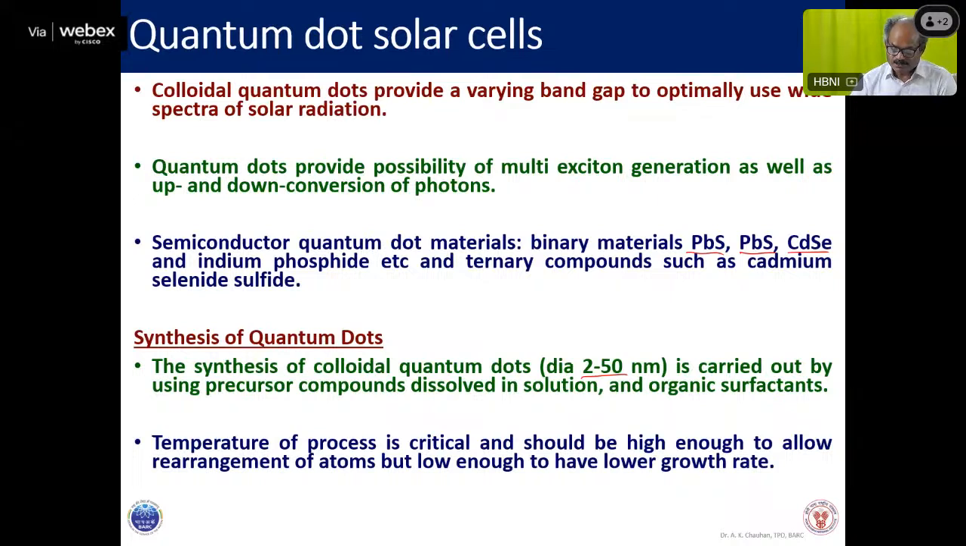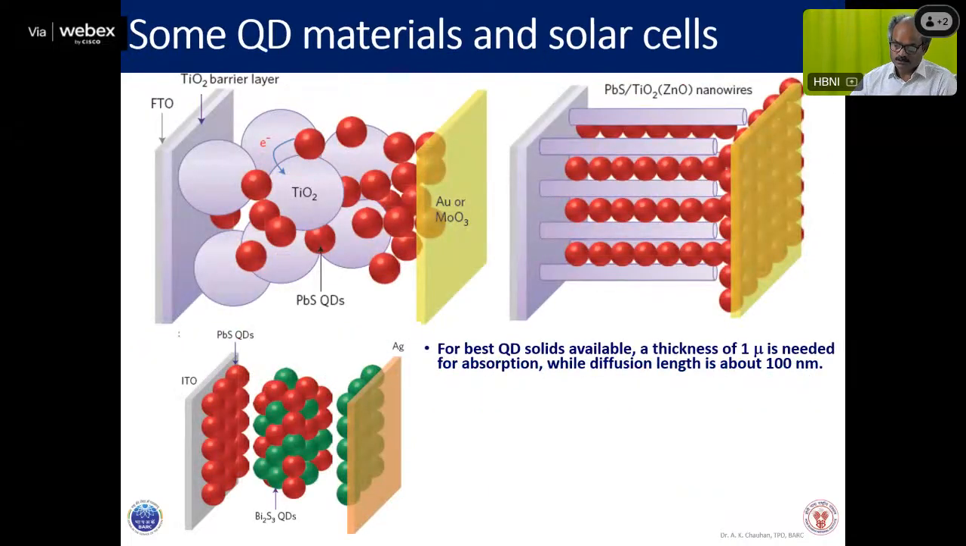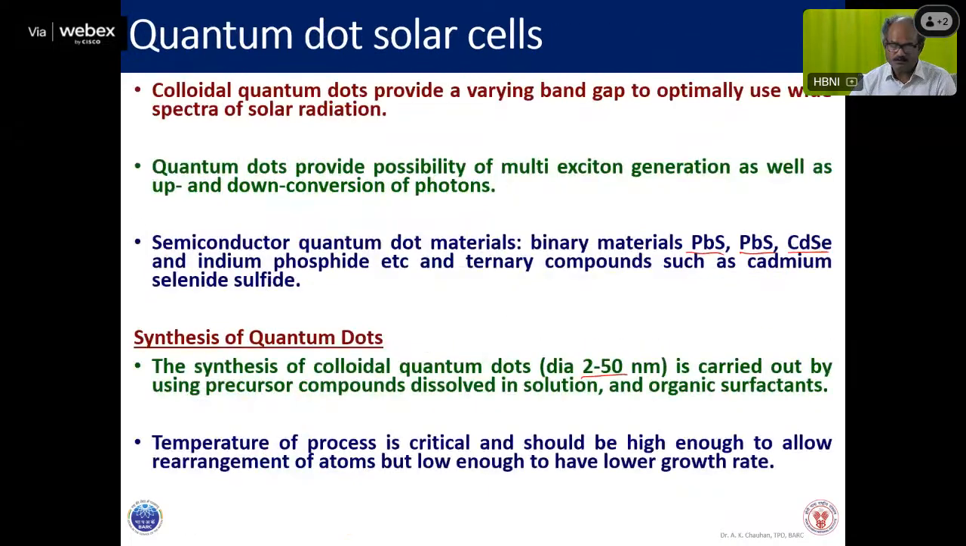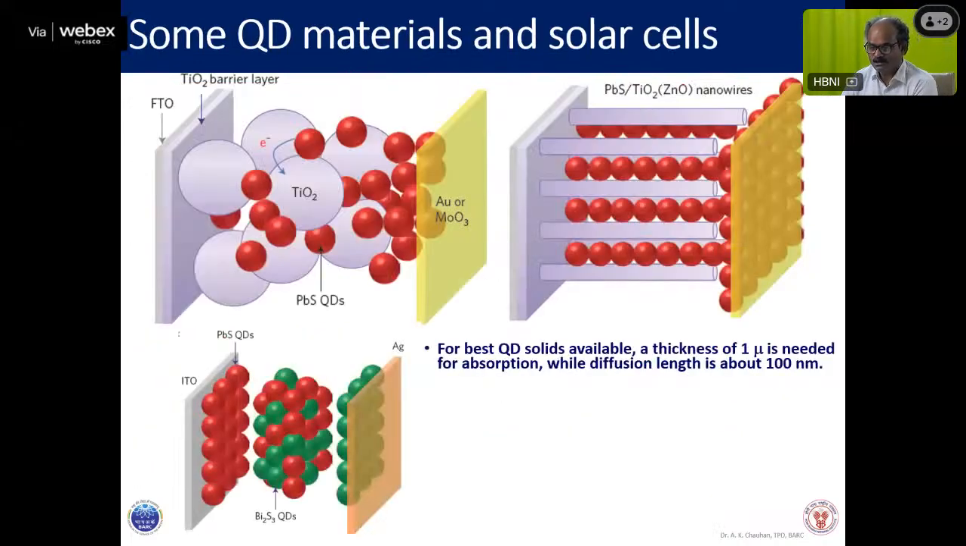Temperature of the fabrication process is critical. It should be high enough to allow rearrangement of atoms, but low enough to keep the growth rate lower. And agglomeration is also a big issue that needs to be taken care of.